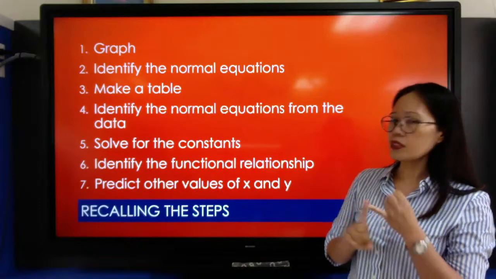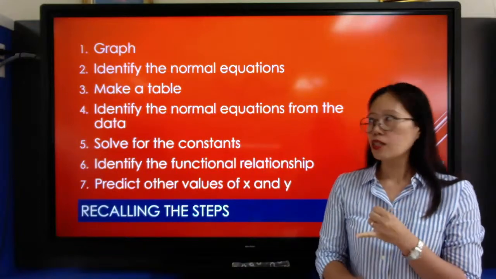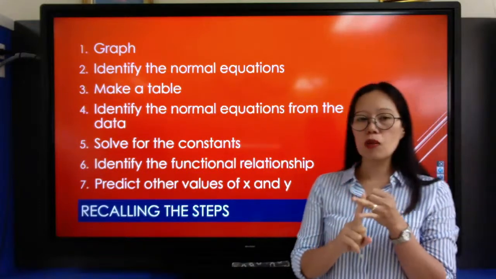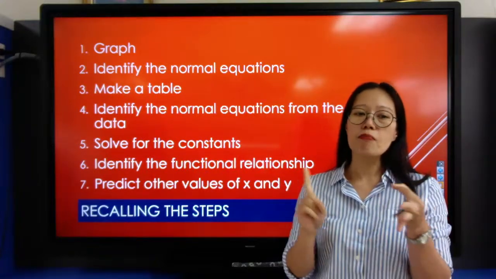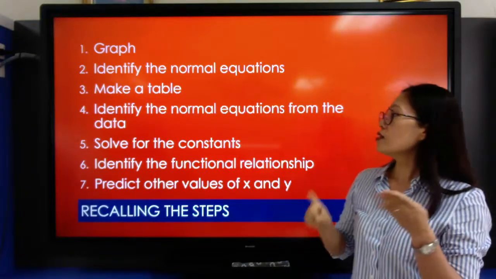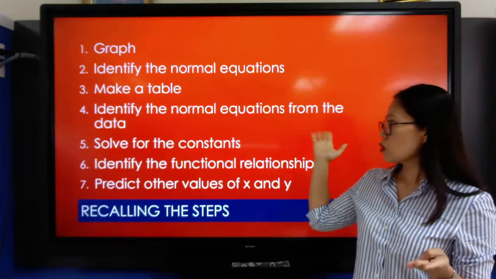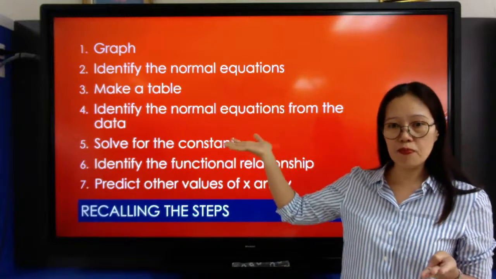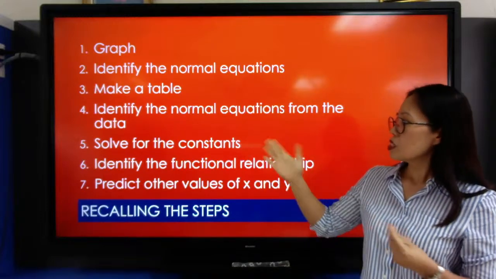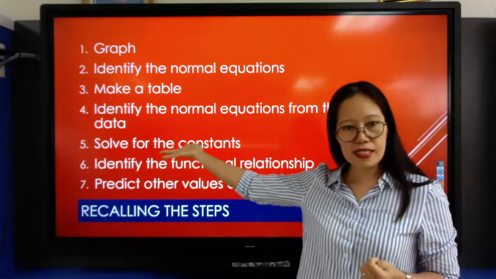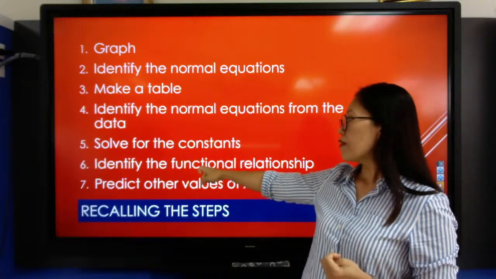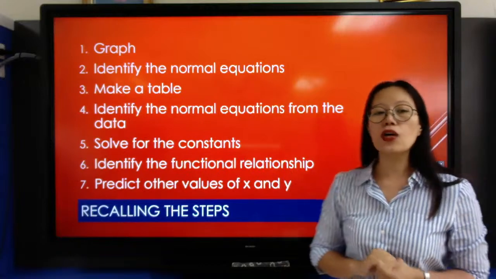Okay. So again, the first thing that you're going to do is to graph. Second, you're going to identify the normal equations and then make a table. And then the fourth one, identify the normal equation from the data. And then you need to solve the constant, that's step number 5. And then identify the functional relationship.